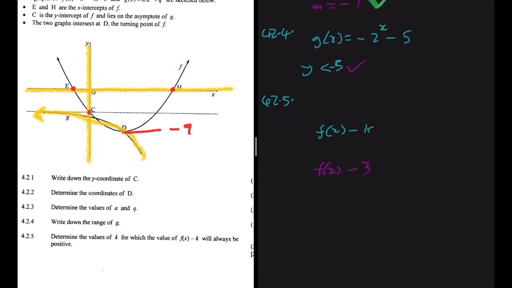But here, the tricky thing is we have f of x minus k, right? So if k here is less than minus 9, then we will have shifted our graph enough units such that the entire function f of x is positive.